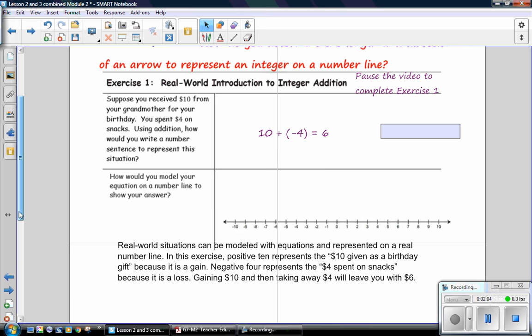Now, some people say that you could also use 10 minus 4 for this equation. This problem specifically states to use addition to write the equation, so adding a negative is the same as subtracting. And because this said to use an addition equation, we added a -4. And modeling your equation would look like this. Remember to start at 0, then model positive 10 in the positive direction, and from there, the -4, so you're going to go 4 to the left. And where you end up is the sum, which in this case is $6.